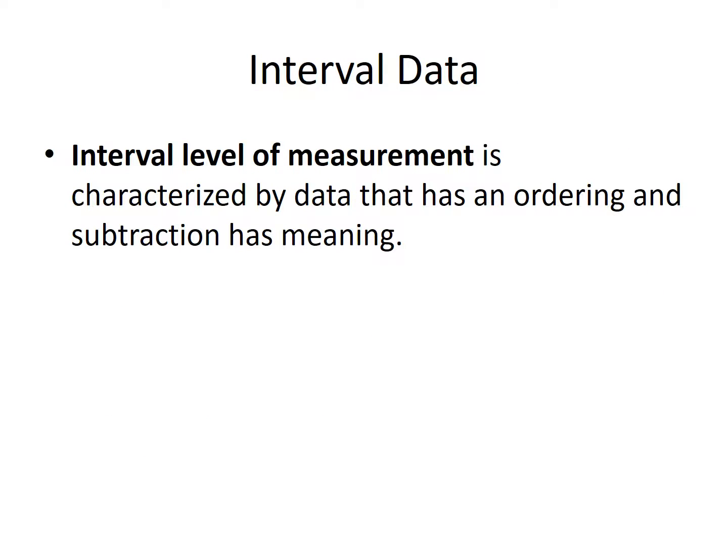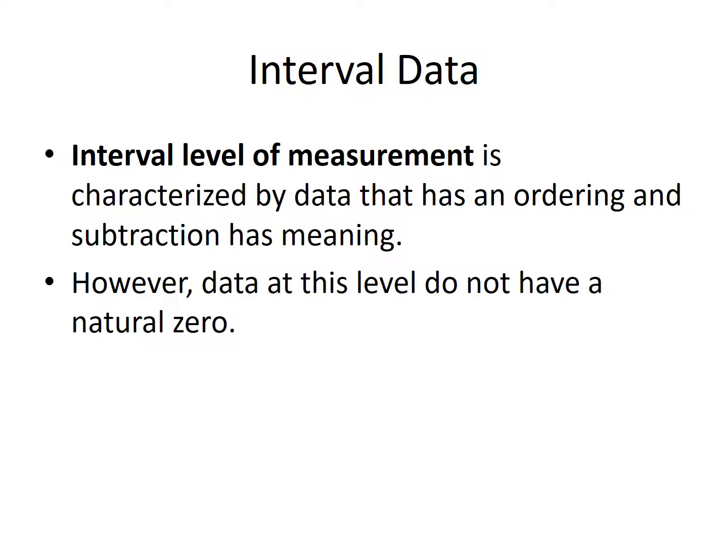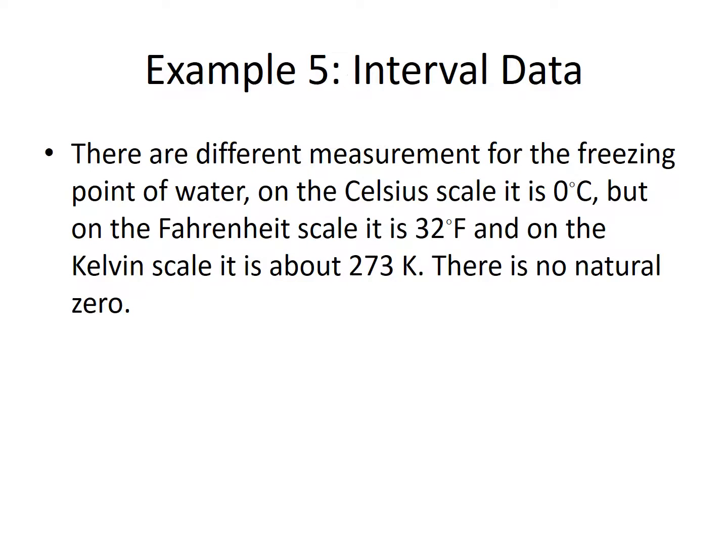The interval level of measurement is characterized by data that has an ordering and subtraction has a meaning. However, data at this level does not have a natural zero. Here's an example. There are different measurements for the freezing point of water. On the Celsius scale, it is 0 degrees Celsius, but on the Fahrenheit scale, it is 32 degrees Fahrenheit. And on the Kelvin scale, it is about 273 Kelvin. There is no natural zero in this case.